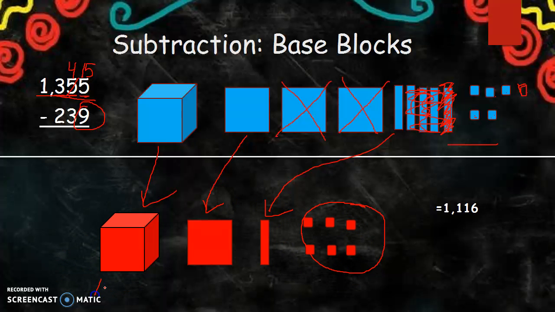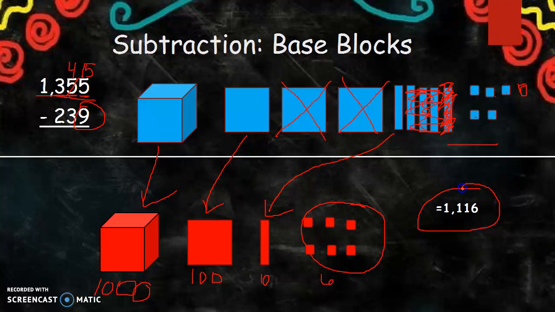So remember, our cube stands for the thousands place. Ooh, that was rough. And then our square stands for the hundreds place. And then our rectangle is 10, and this right here is 1. So altogether our answer comes out to be 1,116, and these base blocks right here represent this answer over here. So 1,116.